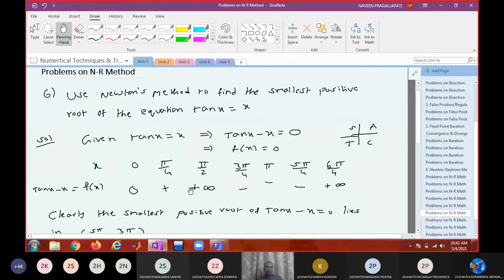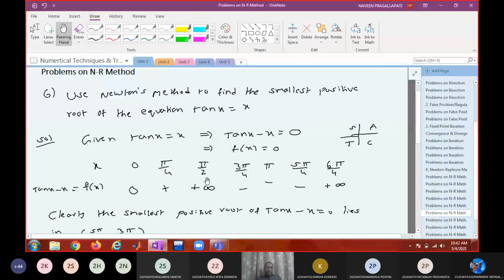Do you agree? If you want to have a root, the function values should go from positive to negative. And if the function is continuous in that interval, then there will be a root of the equation f of x equal to 0. That is how we did in the bisection method and false position method, right?